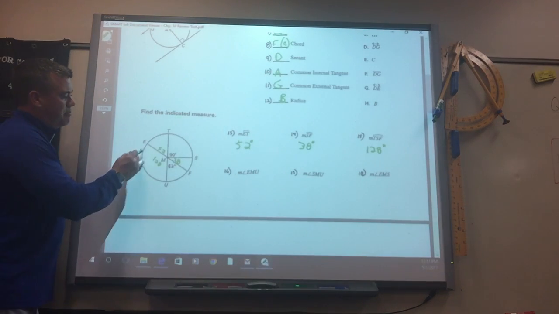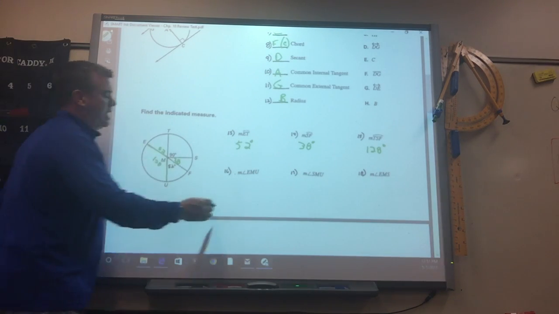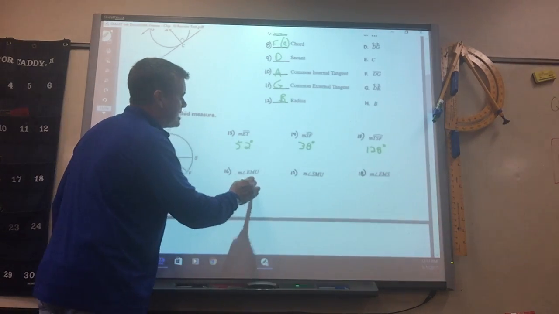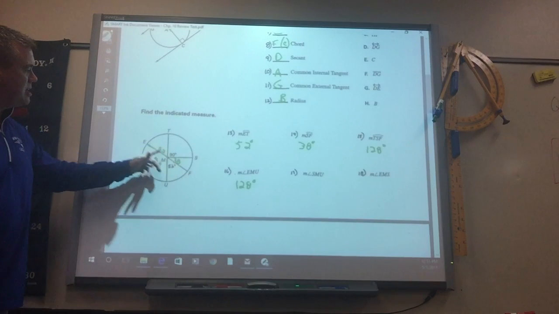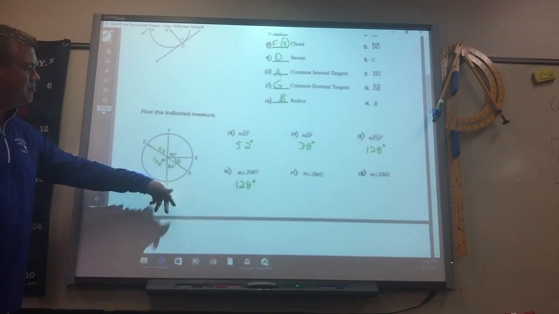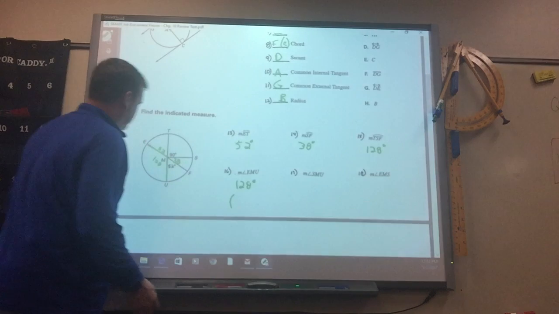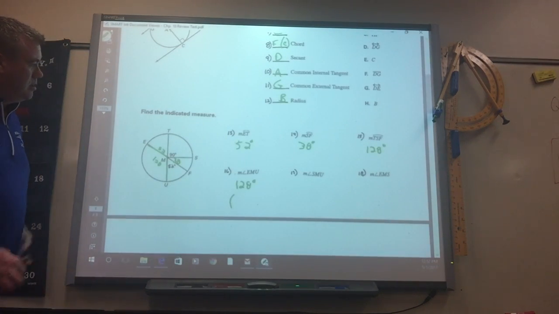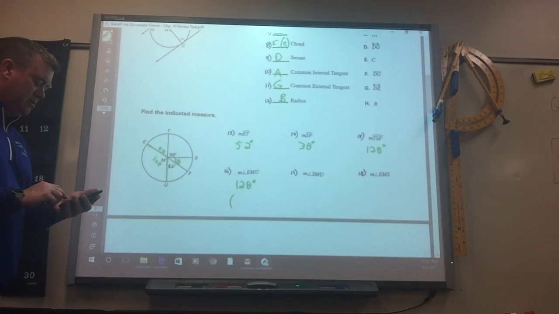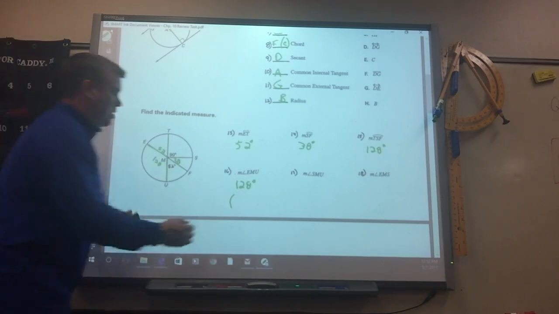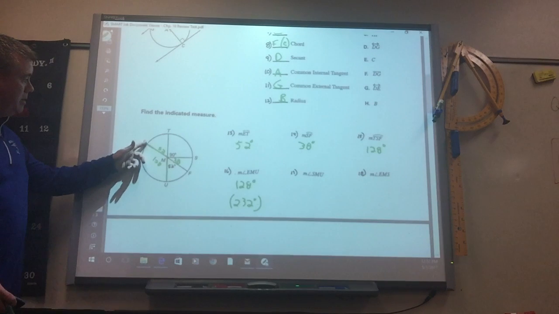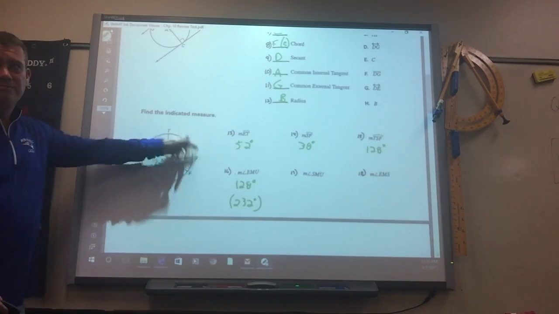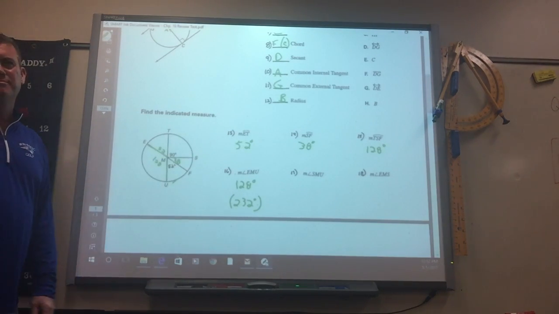Angle EMU, 128. Now this has happened in the past, and it wouldn't be wrong if you did it, because you can use this angle, EMU, this way, which would be subtract that off of 360. So technically you could put 232 degrees. That would be this angle here. Angle M isn't that though. Angle M is 128.